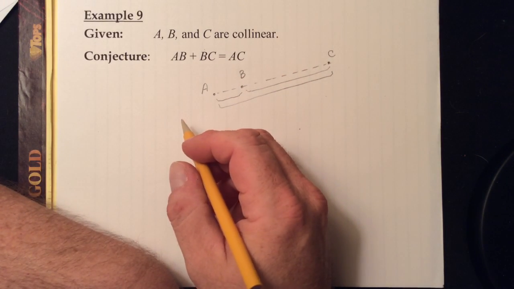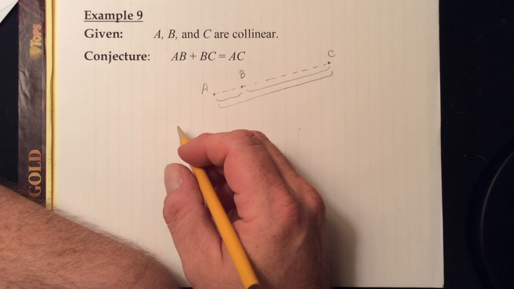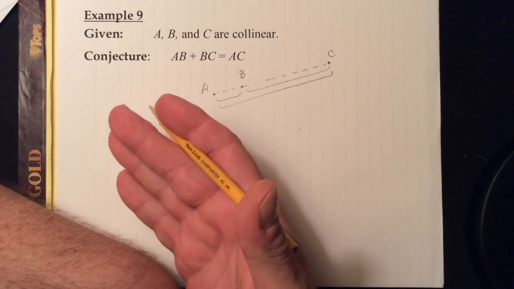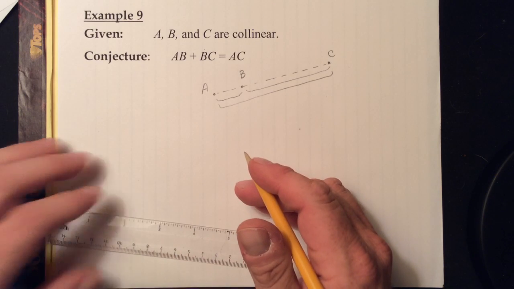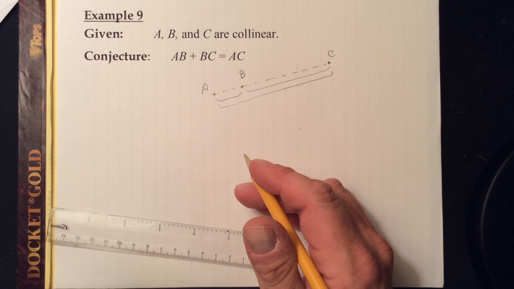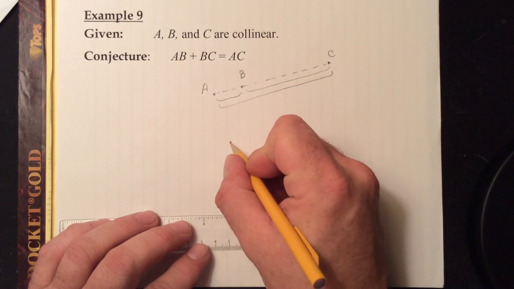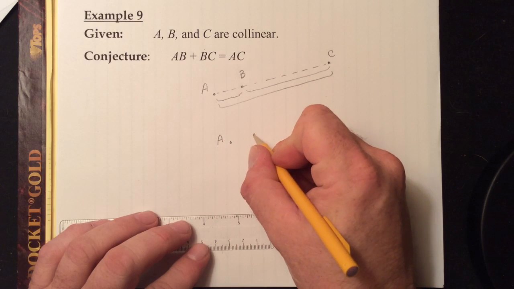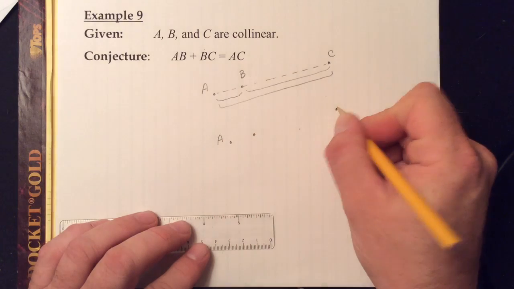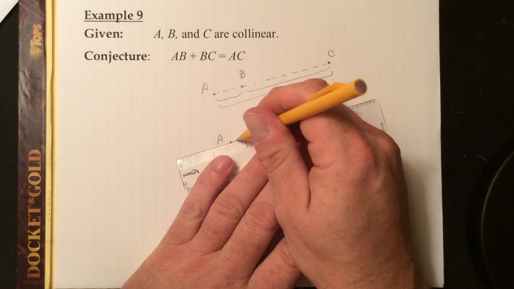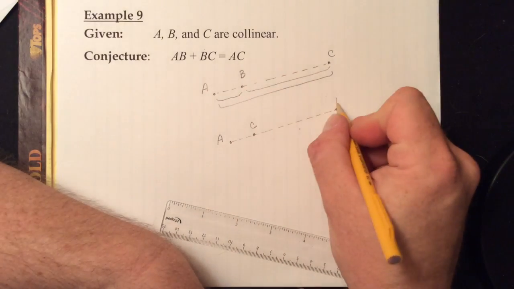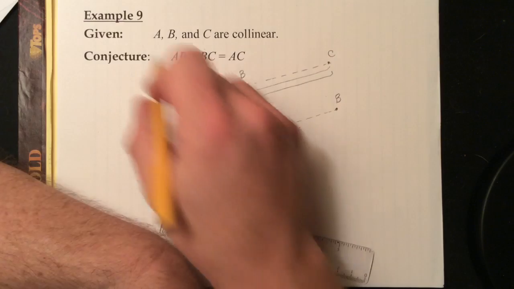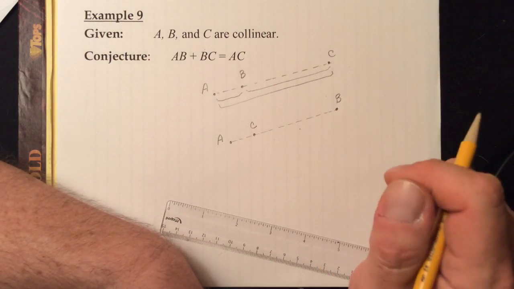But before you say it's true, we need to see if we can come up with a counterexample to show that it's false. Now, if we can't come up with one, then it's true. But if we can come up with a counterexample, then we have to say this conjecture is false. So, is there a way to do that? Is it possible? Watch this. Here's A. Except this time, let's move C here and move B here. Are they still collinear? Yes. So the given is there. It's true. It has to be true.